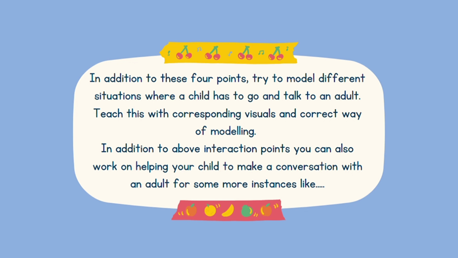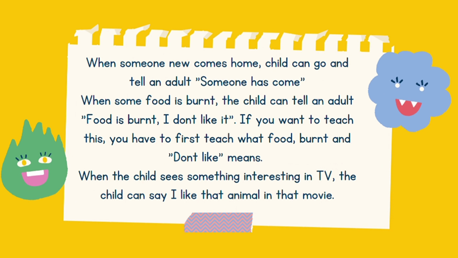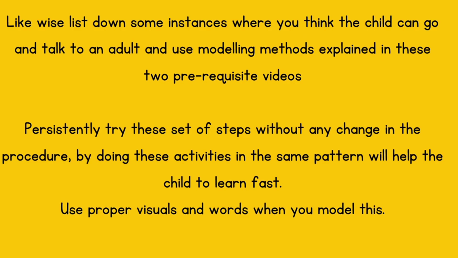In addition to the above interaction points, you can also work on helping your child to make a conversation with an adult for some more instances, like when someone new comes home, the child can go and tell an adult someone has come. When some food is burnt, the child can tell an adult food is burnt, I don't like it. If you want to teach this, you have to first teach what food burnt and don't like mean. When the child sees something interesting on TV, the child can say, I like that animal in that movie. Likewise, list down some instances where you think the child can go and talk to an adult and use the modeling methods explained in these two prerequisite videos.